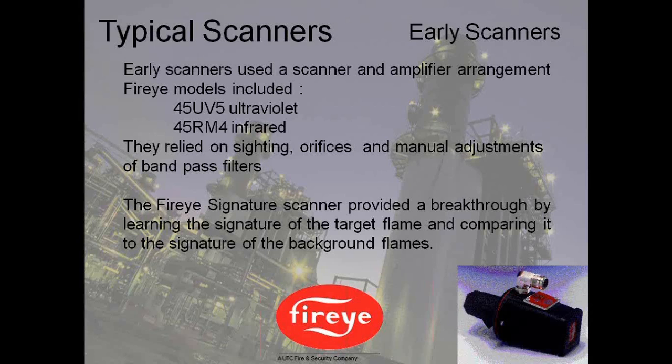They relied basically on sighting, orifices, and manual adjustments of bandpass filters to provide discrimination between the target plane and background planes. The Fireye signature scanner provided a breakthrough in that it learned the signature of the target plane based on flicker frequency, amplitude, and the regression slope, and then it compared those factors to the background planes.